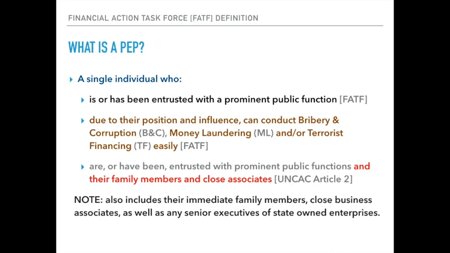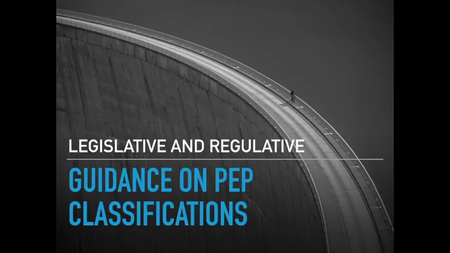The JMLSG guidance states the same thing. It includes their immediate family members, close business associates, as well as any senior executives of state-owned enterprises. We'll go into state-owned enterprises afterwards. Now, what are the legislative and regulative guidances on PEP classifications?